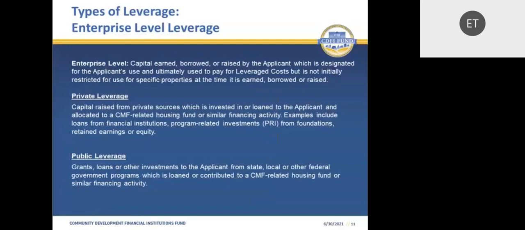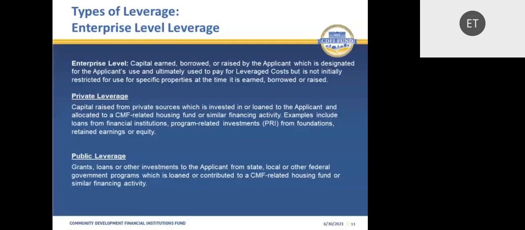Enterprise-level leverage is capital that's earned, borrowed, or raised by the applicant, which is designated for the applicant's use and ultimately used to pay for leverage costs, but is not initially restricted for specific properties at the time it is earned, borrowed, or raised. Within enterprise-level leverage, there's both private and public leverage.